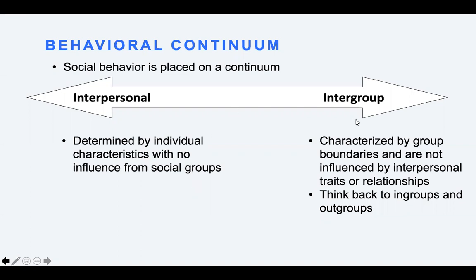On the other side of the continuum, you have intergroup communication, which is characterized by group boundaries and is not influenced by interpersonal traits or relationships. So intergroup communication goes back to those in-groups and out-groups.